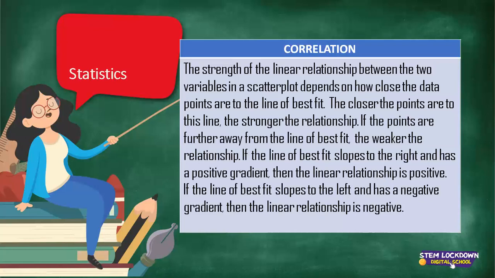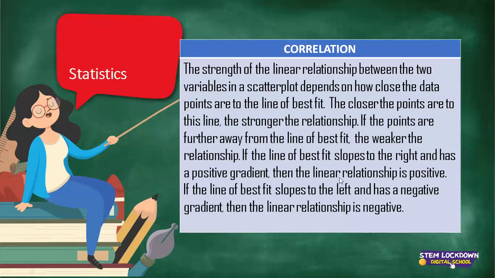A positive linear relationship implies a directly proportional relationship, which implies that as one variable increases, the other also increases. And as one variable decreases, the other also decreases. So that's the positive relationship.